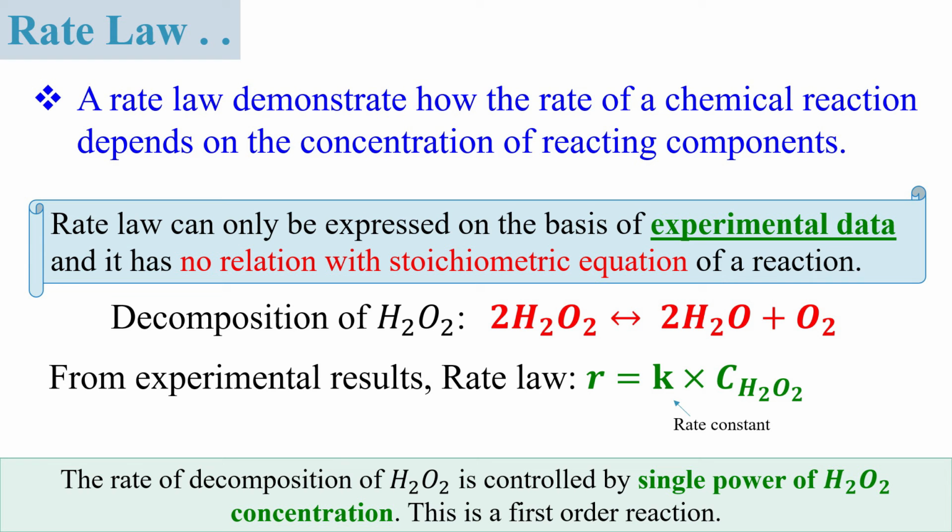So, the rate law is that the rate of the decomposition of hydrogen peroxide is equal to the rate constant times the concentration of hydrogen peroxide. I hope you have understood the rate law. Now moving to the next topic, that is order of a reaction.